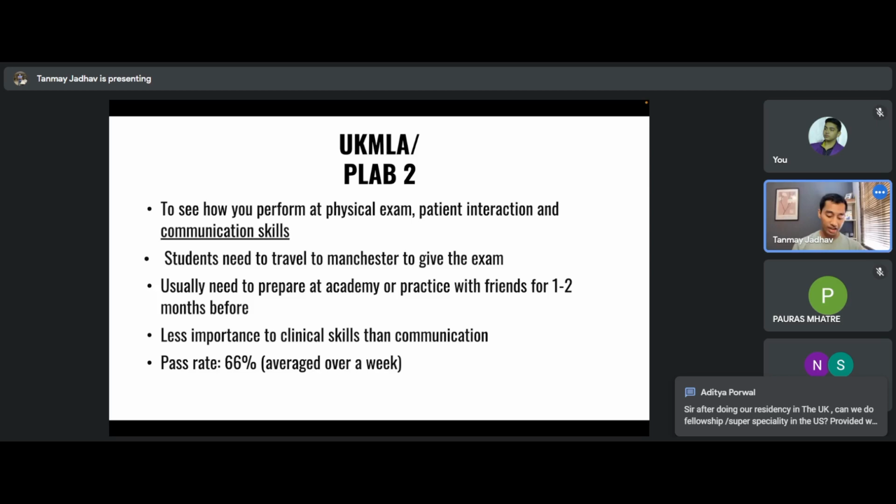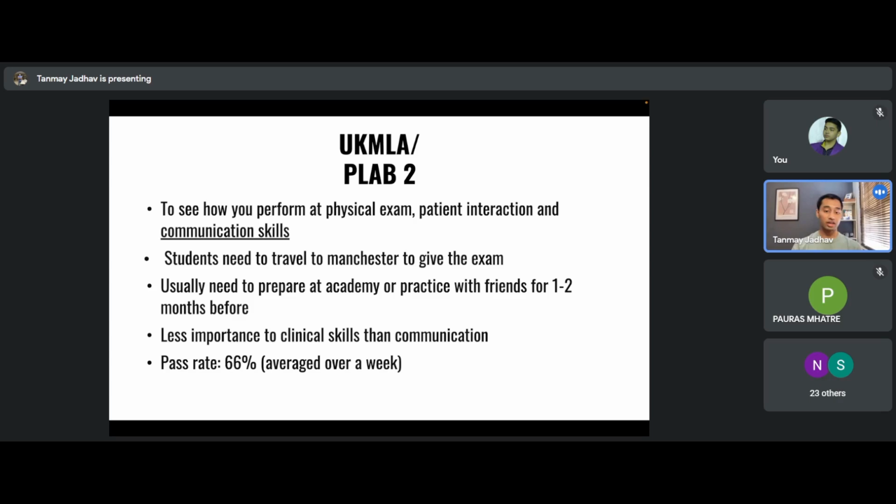You do need to give this exam in the UK in Manchester, so you need to travel for that. And usually people travel 1 to 2 months earlier, join an academy, practice for 2 months, and then give the exam. So this is where the chunk of your investment for the money will come in later on, which I'll explain later. Pass rate again is 66%.